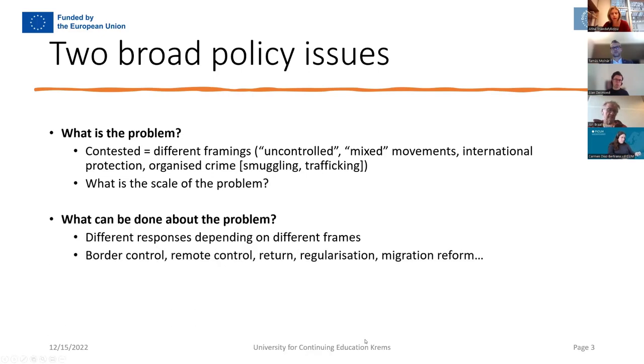Secondly, there is the issue of what can be done about the problem. Again, there are different answers depending on what the problem is that is identified to start with. And we know a number of the answers: border control, more return, more cooperation with third countries through remote control. There's less talk about regularization and less talk about migration reform.